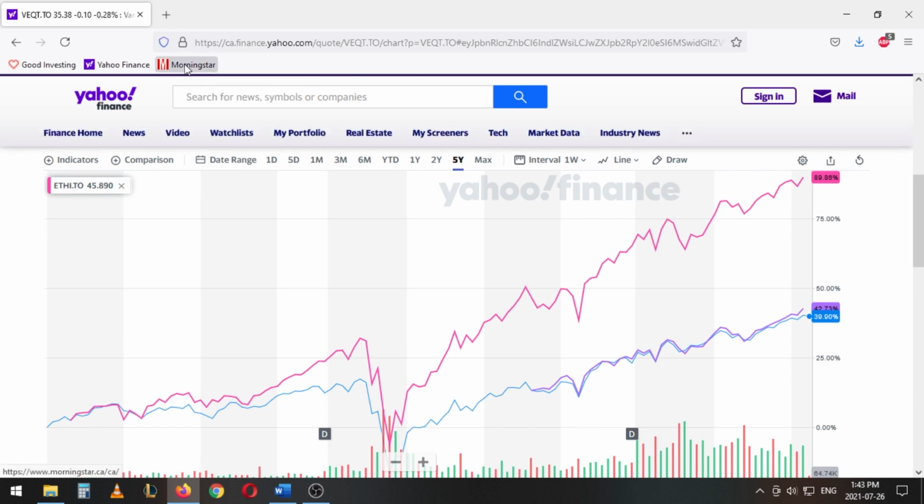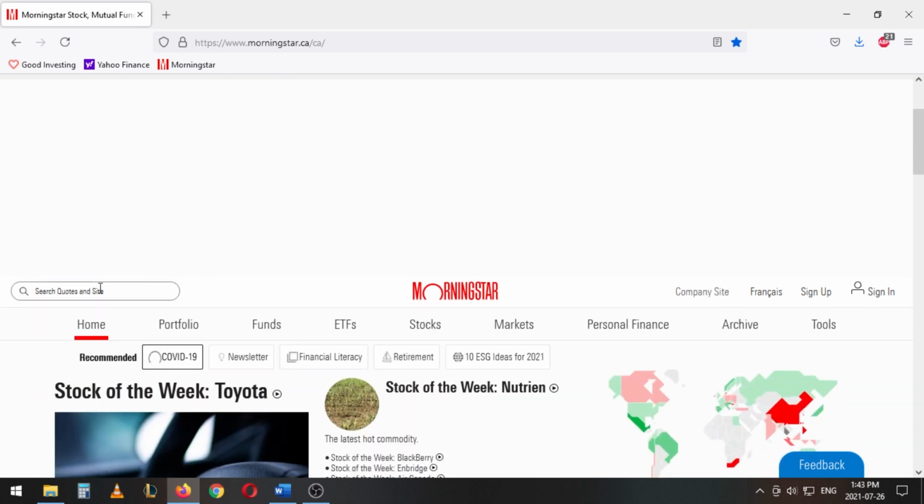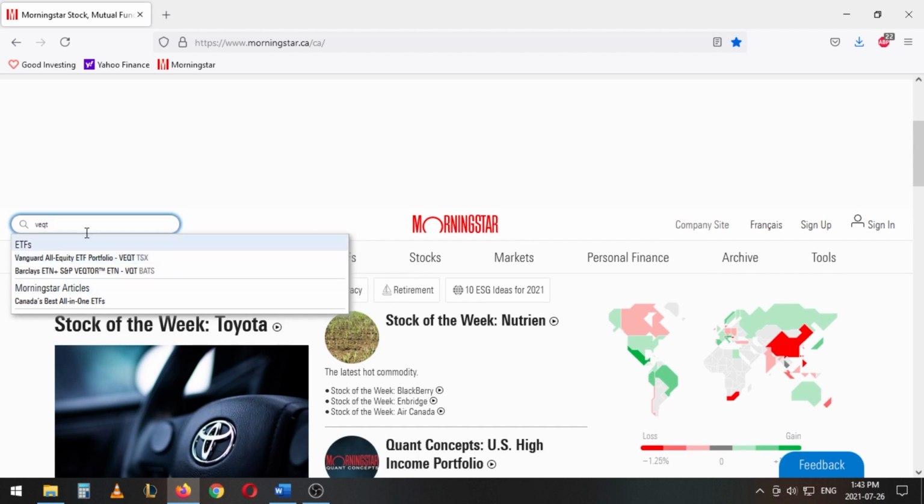The next tool I'm going to show you is Morningstar. So this one's a little bit more in the weeds, but honestly, I love this. For the nerds in the audience, you're going to love Morningstar. So again, what we can do is look up VEQT. Now, there are going to be a whole bunch of different things that often pop up here. We want to look under ETFs, so VEQT right here.